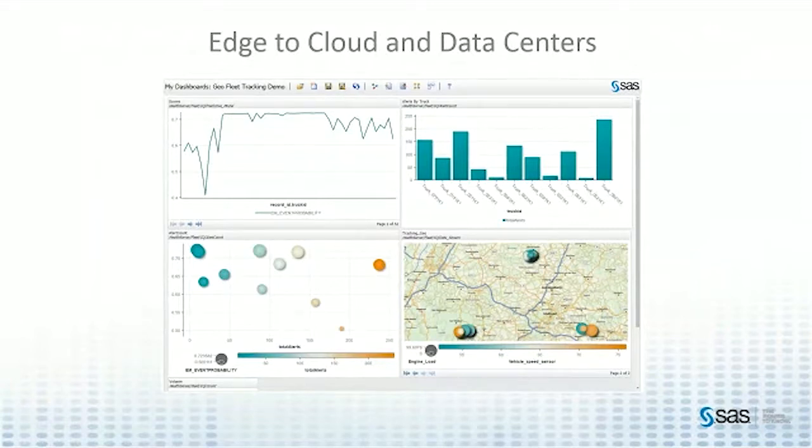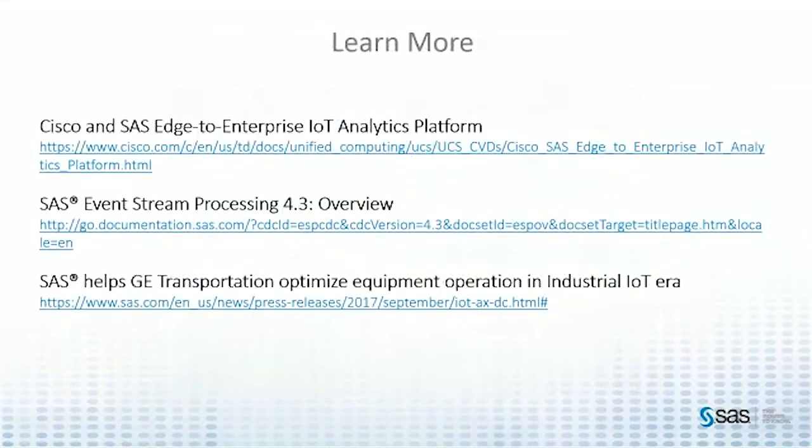I'll go ahead and go to this next slide. I just want to put that up there, as there are a couple of links I'd like you to take a look at. If you want a little bit larger view of the structure of what we're talking about as far as the analytics, there's a real good one out there on the Cisco website where we've validated our edge analytics on the Cisco platform, with lots of information about the software. Also, if you're interested in learning more about event stream processing, I have a link there over to our documentation, which is all online. It's very extensive. Please take a look. And also a nice little use case here about how SAS helps GE Transportation.